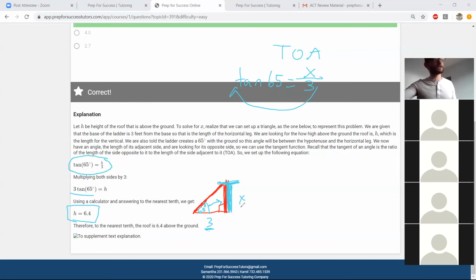Should we be in degrees? Yes, you should be in degrees. Don't be in radians. For this, you want to be in degrees. For most tests, you want to be in degrees. So in that case, I would just always plan to be in degrees.